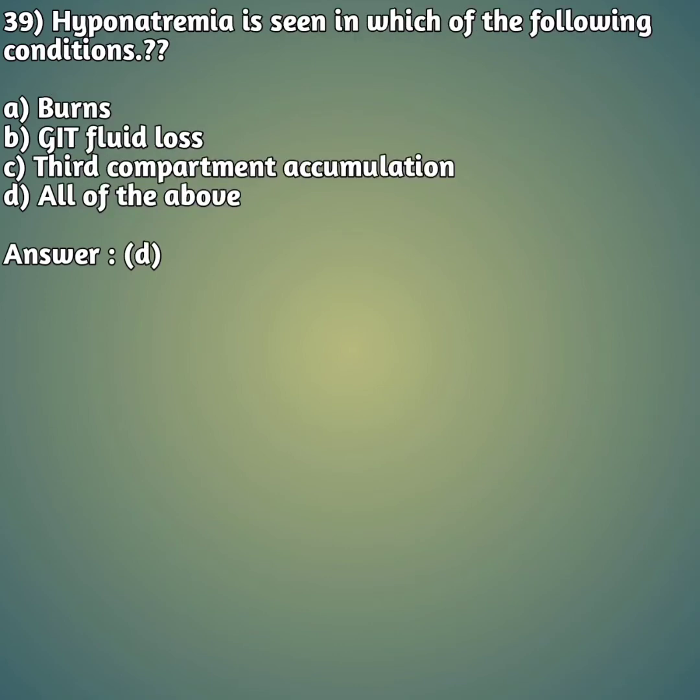Moving on to our 39th question. Hyponatremia is seen in which of the following conditions? What do you mean by hyponatremia? First you have to know that. Option A, burns. Option B, GIT fluid loss. Option C, third compartment accumulation. And option D, all of the above. So the right answer is answer D, all of the above.